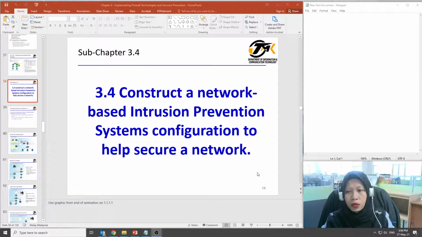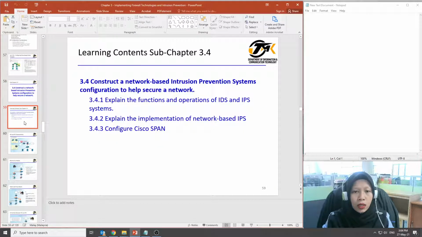So today I will continue with subchapter 3.4, construct a network-based intrusion prevention system configuration to help secure a network. In this subchapter, you will learn to explain the function and operation of IDS and IPS systems, to explain the implementation of network-based IPS, and how to configure Cisco SPAN.